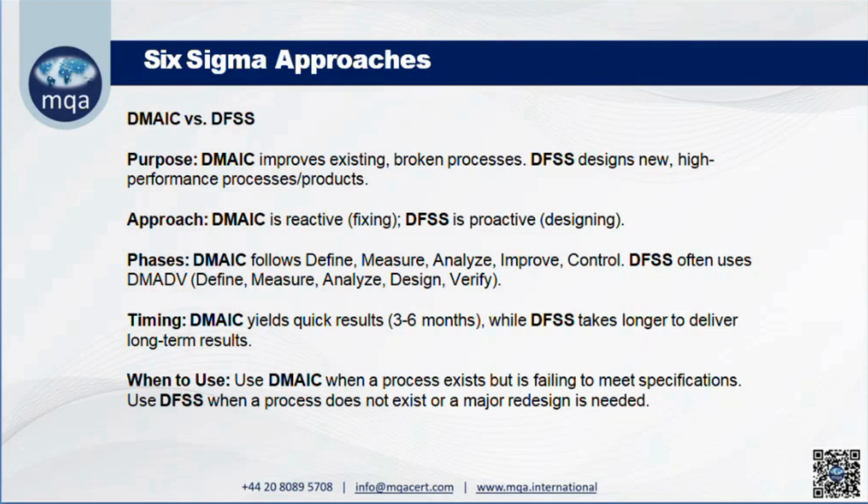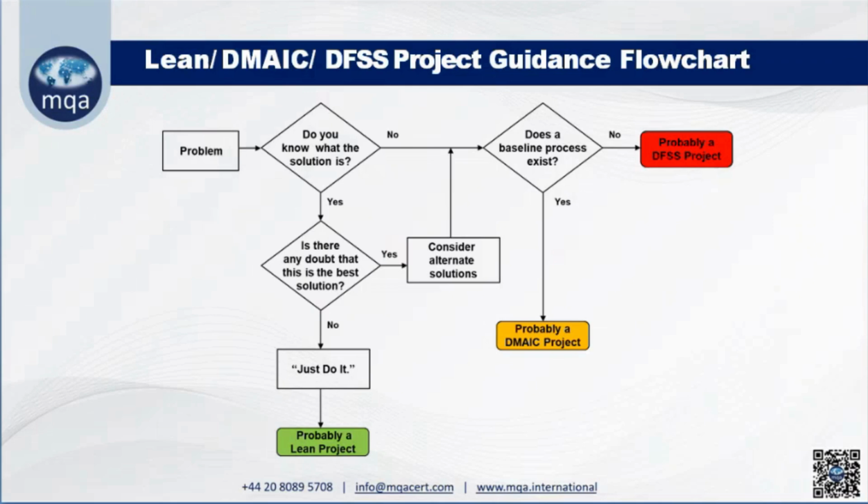We have made something based on Six Sigma, and we do not know whether it will work or not. It's only when we finally produce something and it goes to market that we know whether what we have done is good enough as per customer expectations. So it takes much longer to hit the market. DMAIC is used when the process exists but is failing to meet specifications, while DFSS is used when a process does not exist or a major redesign is needed. This is the same thing again in a graphical format.